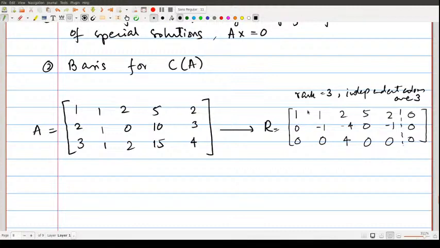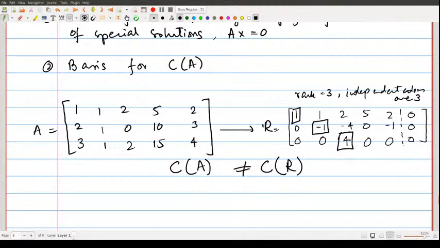Now, I know that these 3 were my pivot columns. But once you do row reduction, row reduction changes these columns, right? The first column of this matrix A was 1, 2, 3, but the first column of R is 1, 0, 0. These 3 column vectors are different from these 3 column vectors, which means row reduction changes them. So the column space of A is not the same as the column space of R, right? The reason is that Gaussian elimination has changed what these vectors were in the first place.